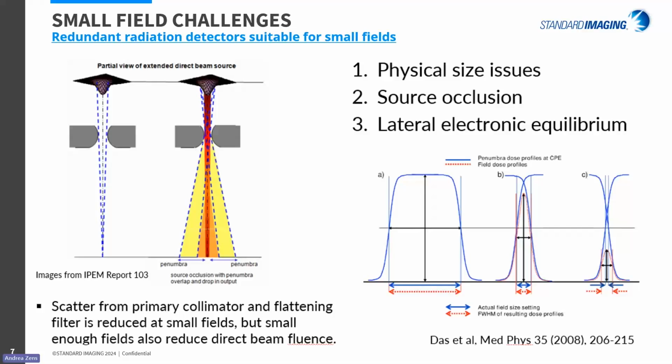Scatter from the primary collimator and flattening filters is reduced at small fields, but small enough fields also reduce direct beam fluence. The equilibrium condition requires a lateral scattering distance equal to or greater than the range of electrons. So what are the practical implications of this? You may start losing lateral equilibrium when the beam width is less than 2 times Dmax. Higher energies lose beam plateau sooner. Detector positioning, perturbations, and so on come into play sooner for higher energies. It's important to characterize profiles, not just output factors.